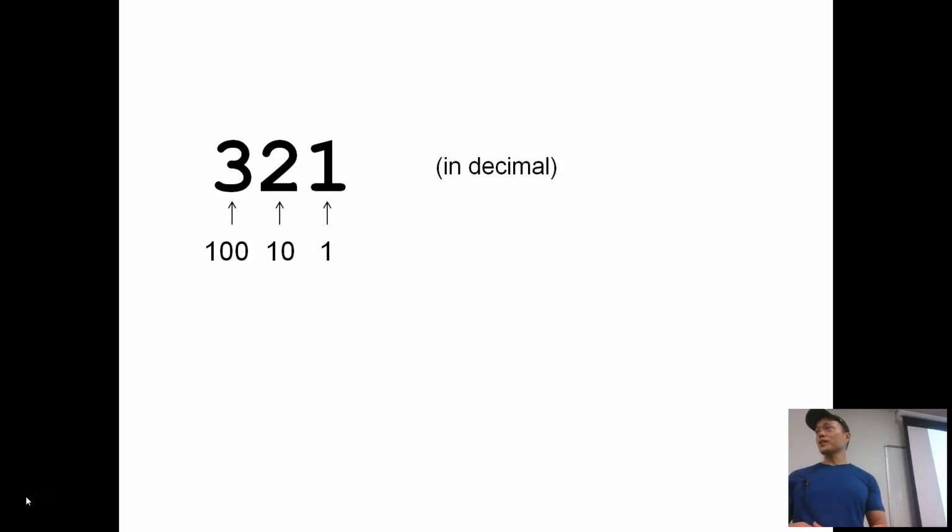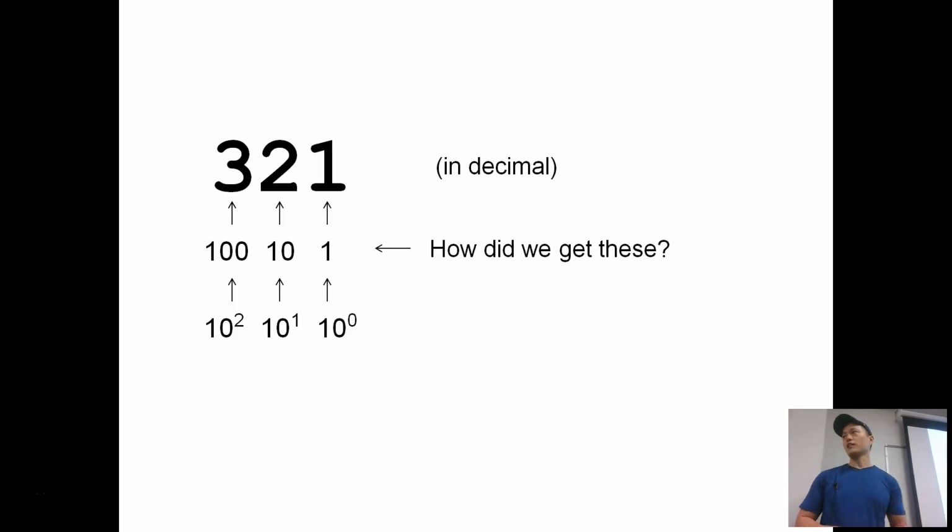The way we get 321 is to specify values for each position of this number. This is the ones place, the tens place, and the hundreds place. This is something that I think in middle school and high school you get. But how did we get these value positions in this numbering system? Well, it turns out these are powers of 10, right?